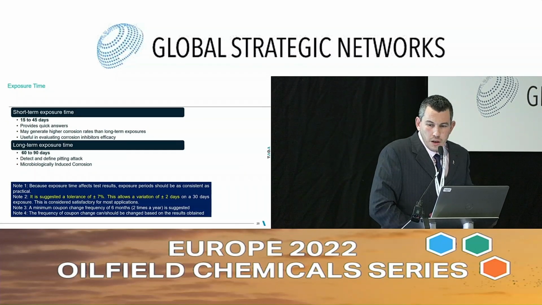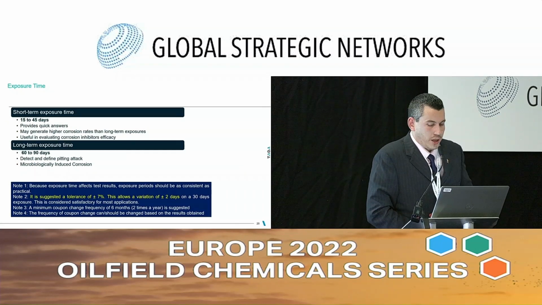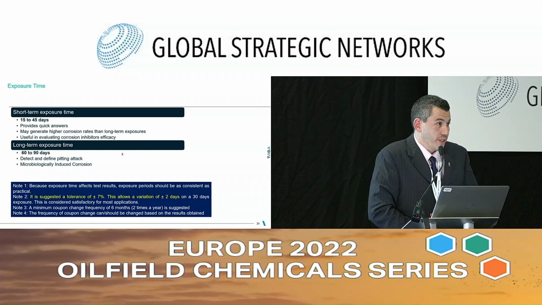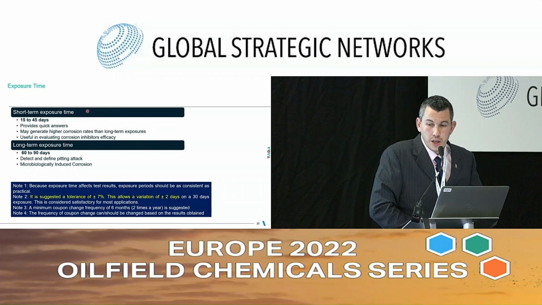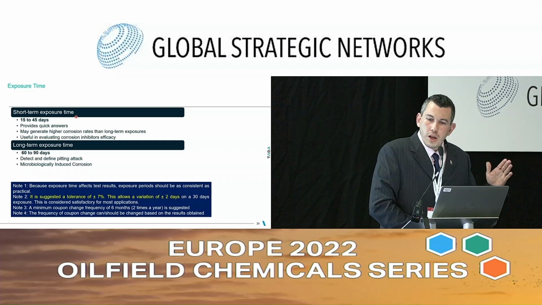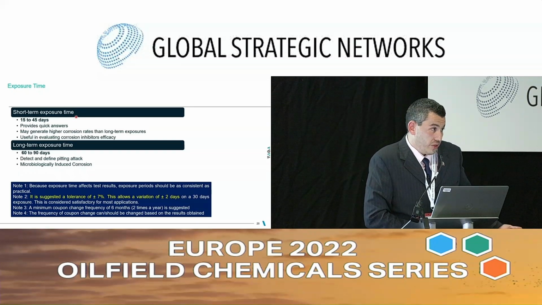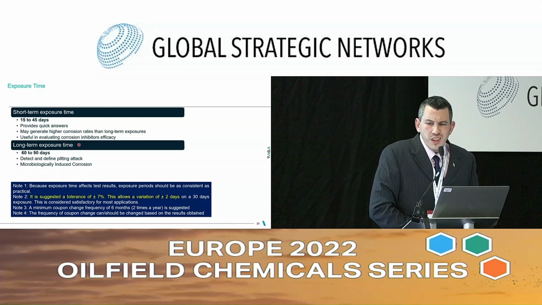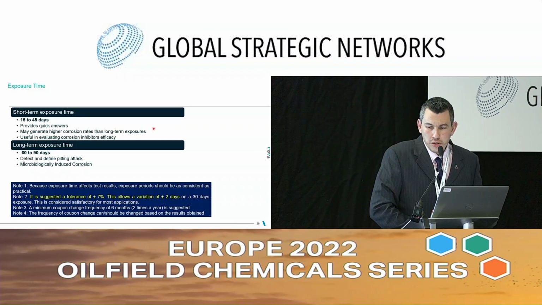Well, we're almost finished, almost on time. What's the exposure time recommended for corrosion coupons? That's usually an interesting topic for discussion, because according to some standards, they would recommend two ranges. The short term would be between 15 and 45 days. And that, of course, will give kind of quick answers to your investigation. It might generate higher corrosion rates than long-term exposures.